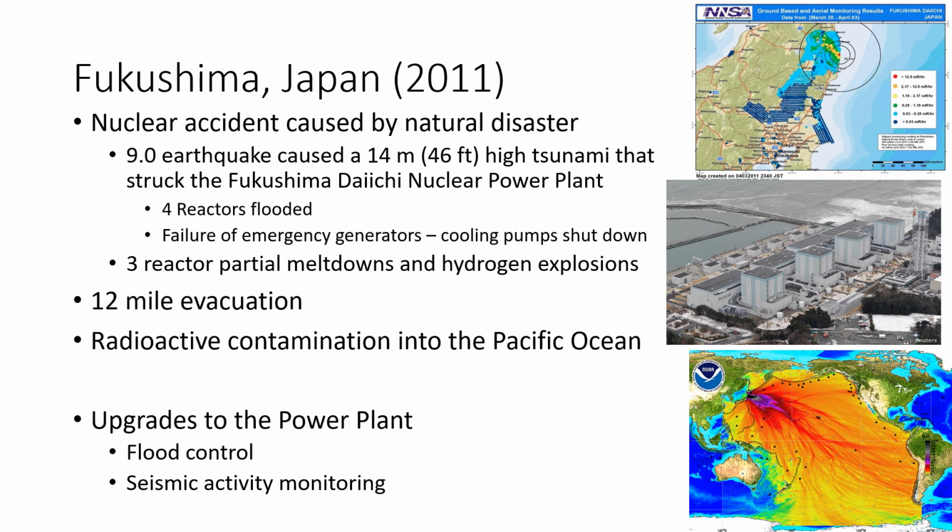Since then, there's been upgrades to the power plant. They've added in flood control and seismic activity monitoring. So, they've learned from their mistakes. And so, these are things that can happen with nuclear power, but if things are run well and planned, meltdown is unlikely.